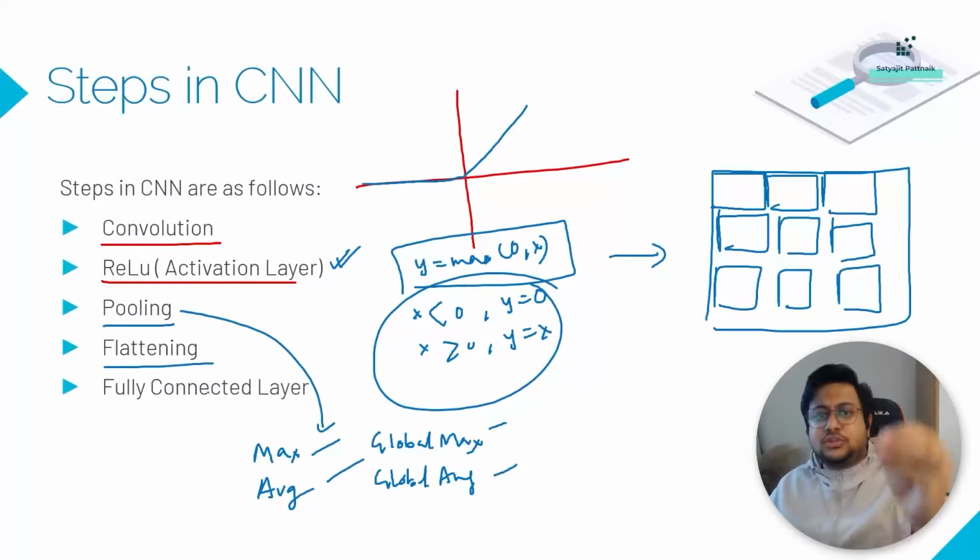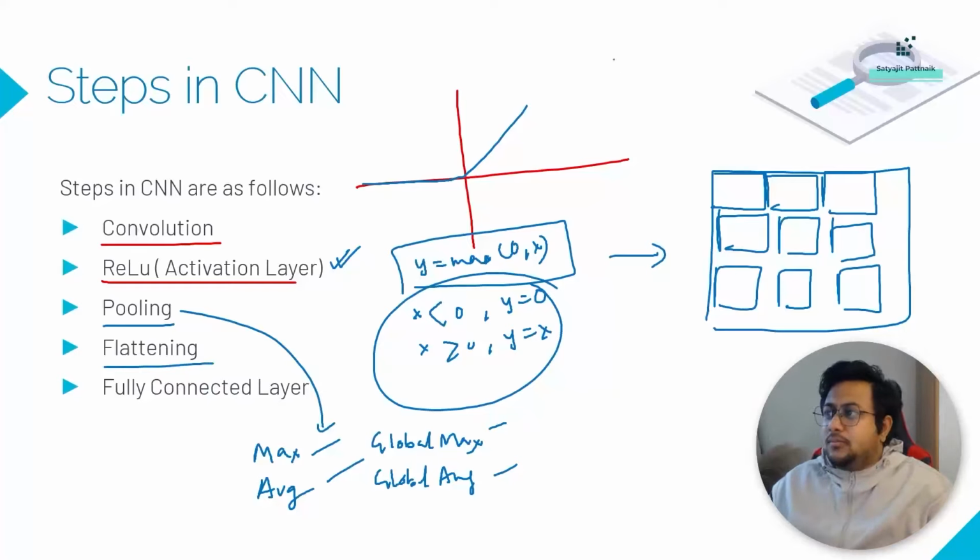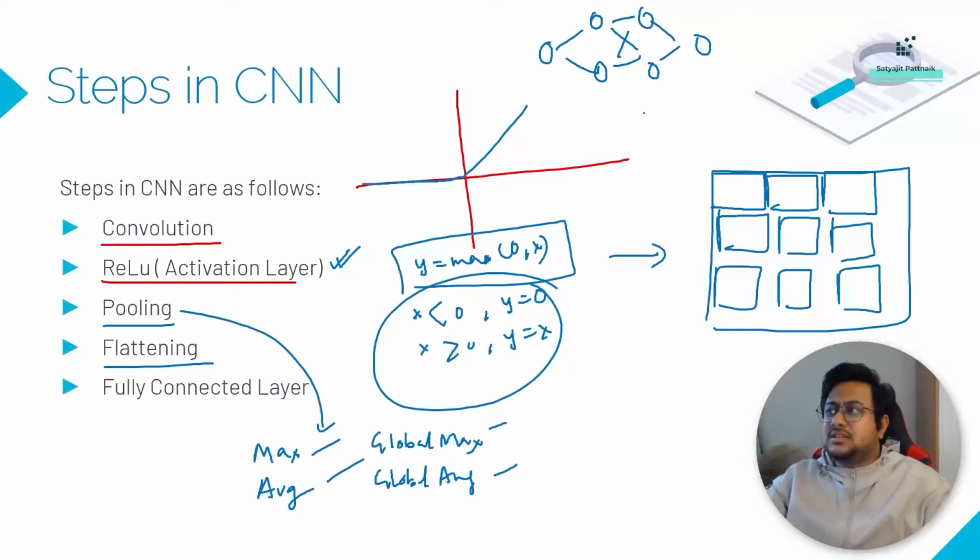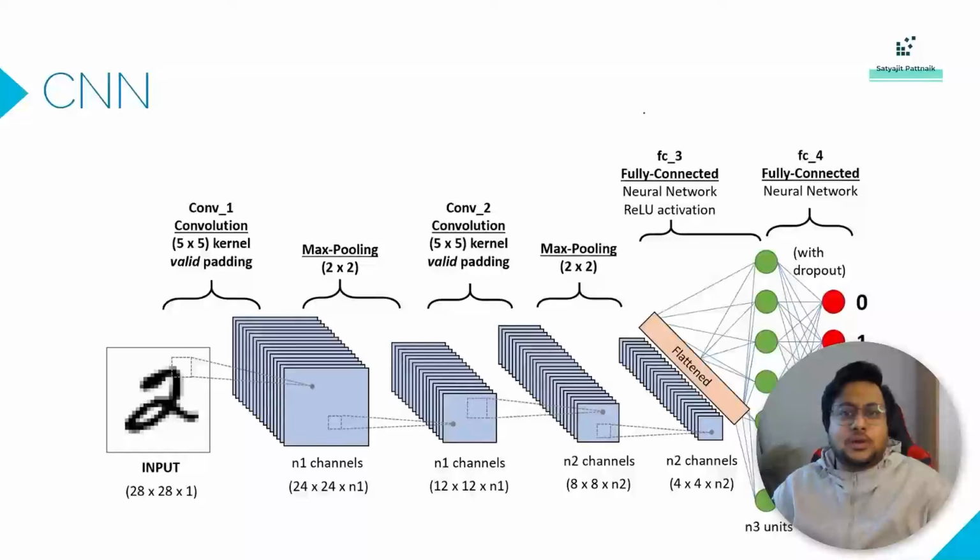After pooling comes your flattening. Now, a refresher again. How does our neural network look like? Our neural network is something like this, right? But this is not how our convolution neural network looks like. Convolution looks like this.